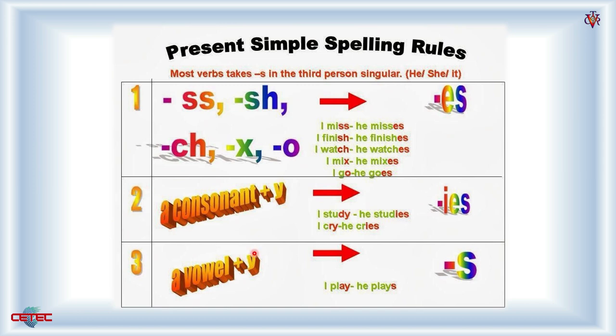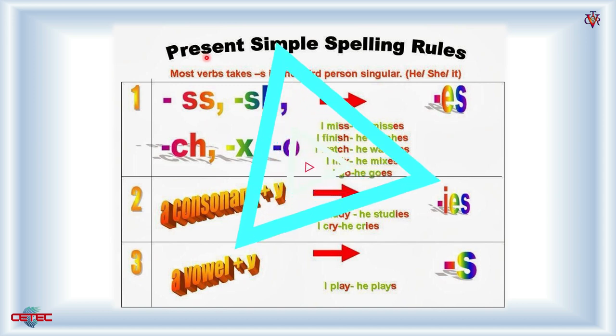Now, let's check rule number 2 and rule number 3. They are very similar. The exception is consonant and vowel. Study. The final two letters are consonant plus Y. Play. The final two letters are vowel plus Y. Don't forget, these are the rules for how to use present simple.